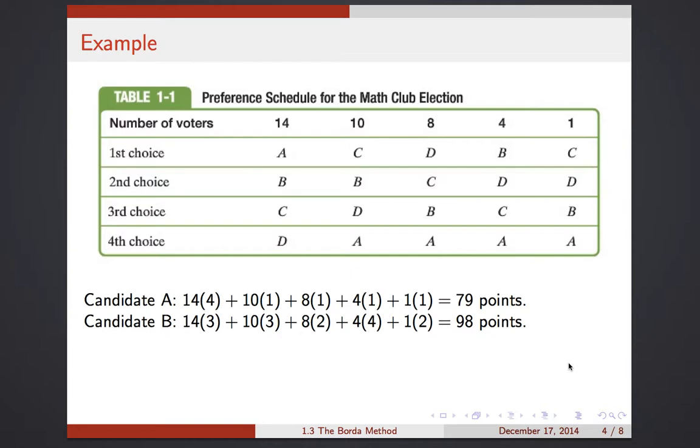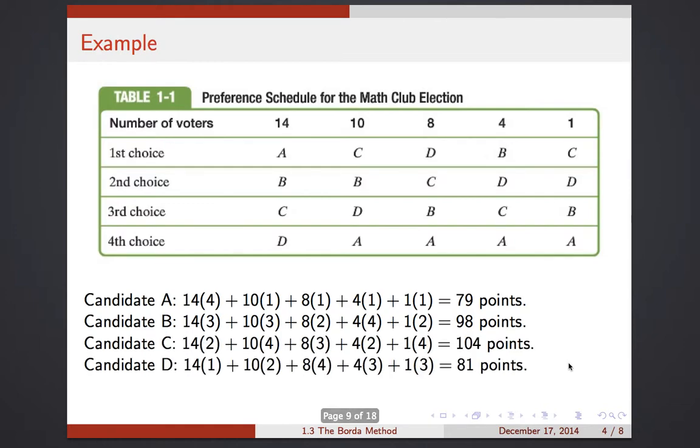And you can do this yourself for C and D. Let me just show you the computations. Candidate C, in the first column, he got 2 points for each of those 14 people because they ranked him third place. He got 4 points for each of these 10 people because they ranked him first. 3 points for each of these 8 people because they listed him second. 2 points for each of these 4 people because they ranked him third.